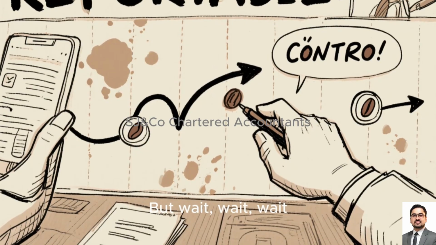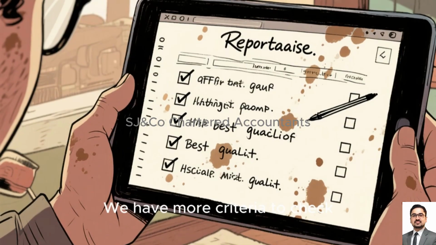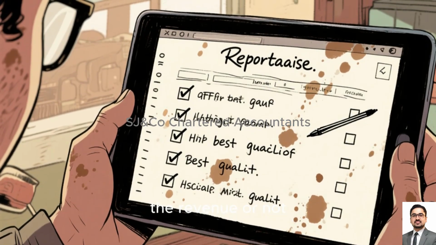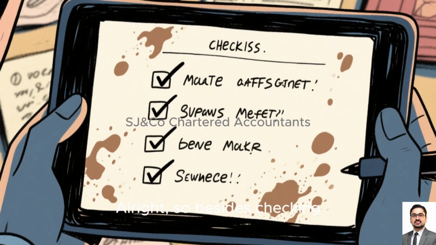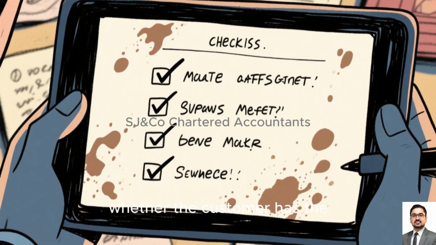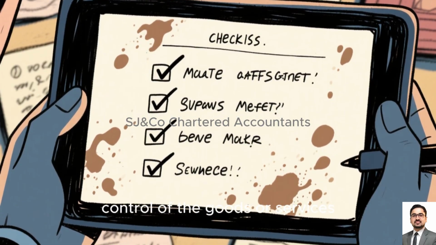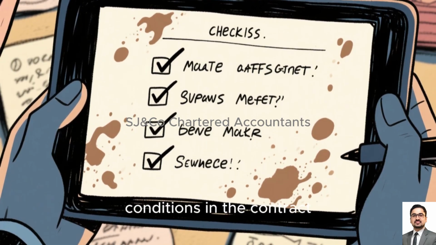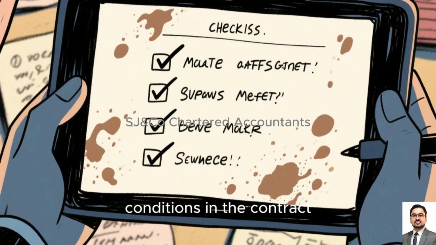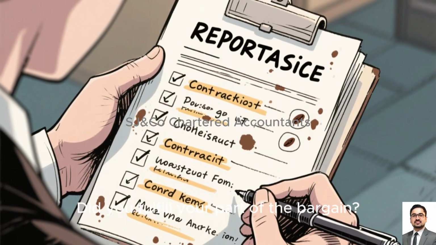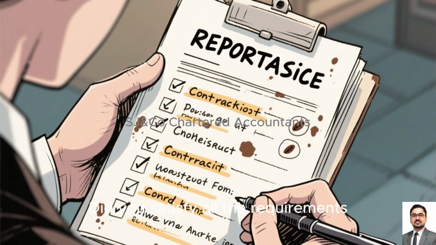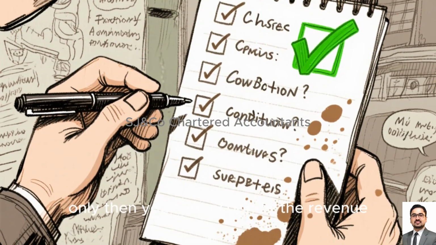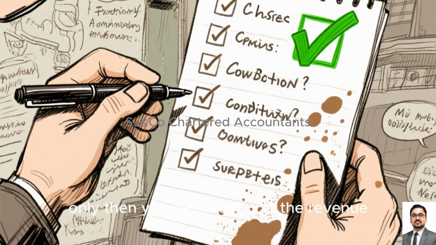But wait. We have more criteria to check whether we can recognize the revenue or not. Besides checking whether the customer has the control of the goods or services, you also need to check whether you have satisfied all the other conditions in the contract. Did you fulfill your part of the bargain? Did you satisfy all the requirements in the contract? And if yes, only then you can recognize the revenue.